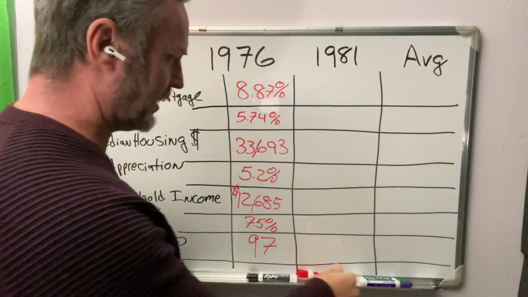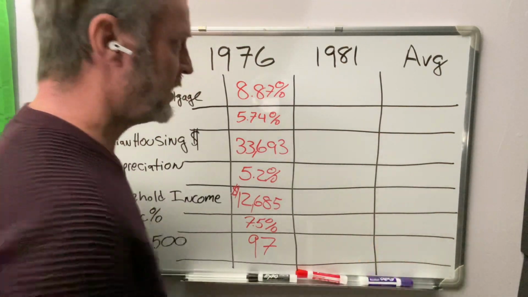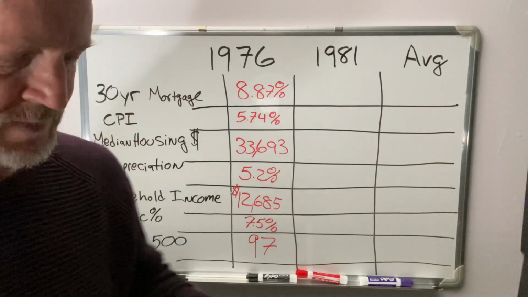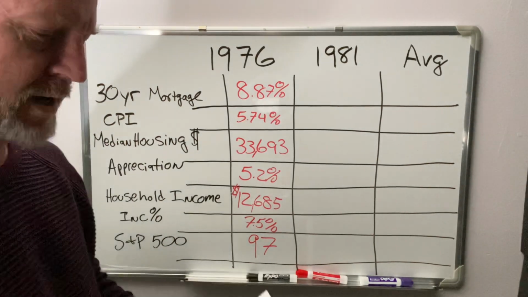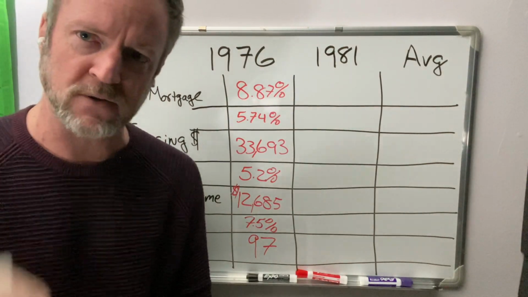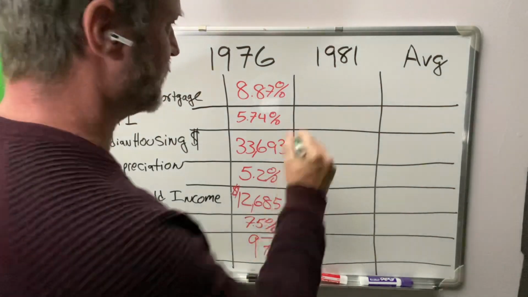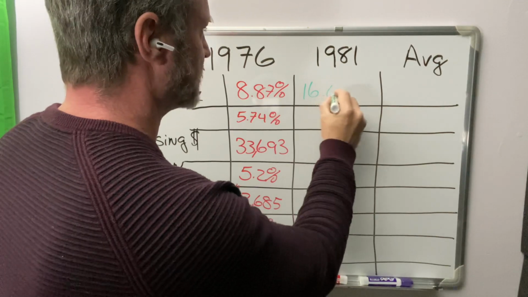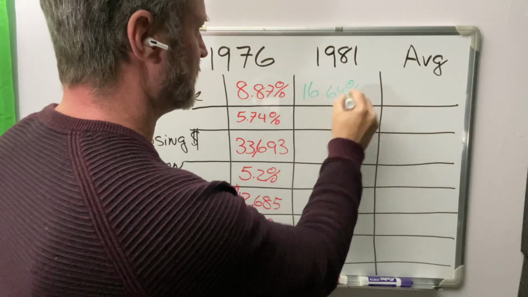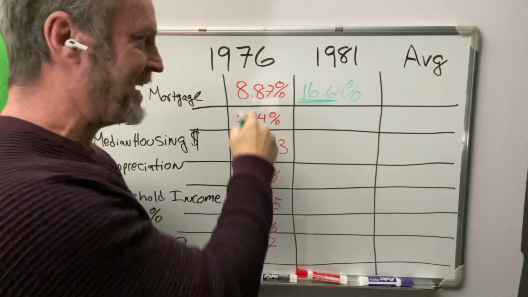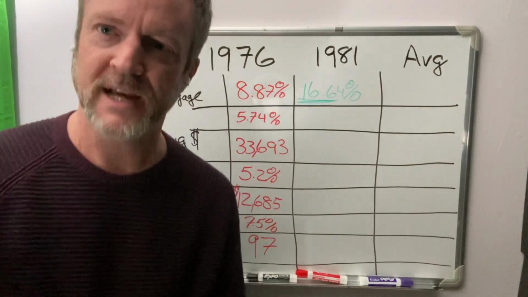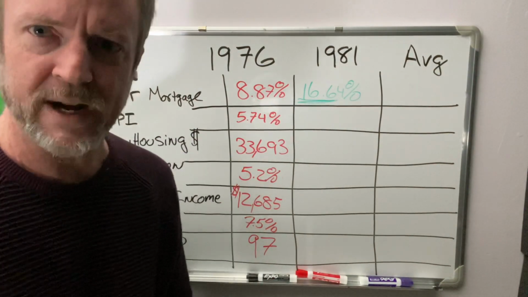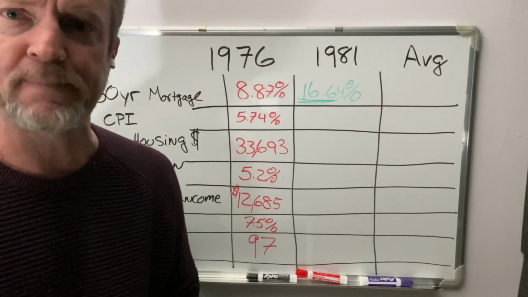Now let's go back and look at what happened in 1981. First, 1981, interest rates, 30-year mortgage, folks, have fun signing this one, was 16.64%. That's double. Folks, interest rates on the 30-year mortgages went up 800 basis points.